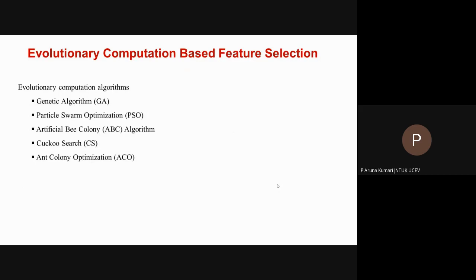We have a lot of evolutionary computation, that is optimization techniques, like genetic algorithm, particle swarm optimization, cuckoo search, ant colony optimization, artificial bee colony, firefly optimization or whale optimization. We have these different optimization techniques, and we can employ them as feature selection after feature level fusion in multi-biometric systems.